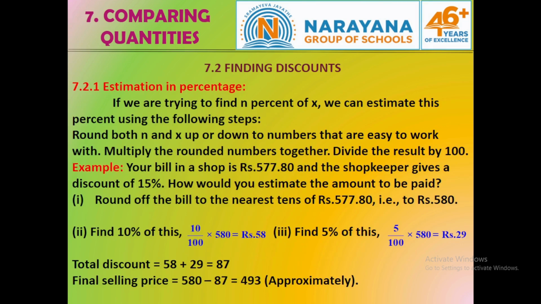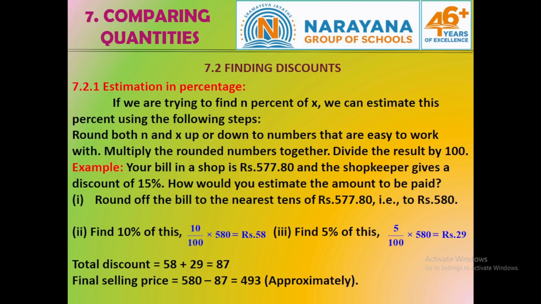The next one, estimation in percentage. If you are trying to find n% of x, we can estimate this percent using the following steps. Round both n and x up or down to numbers that are easy to work with. Multiply the rounded numbers together, divide the result by 100, then you will get the value. So by the example, you will get a clear idea.